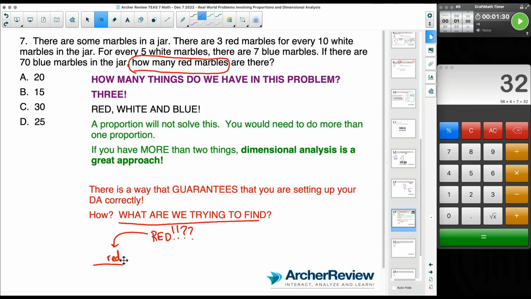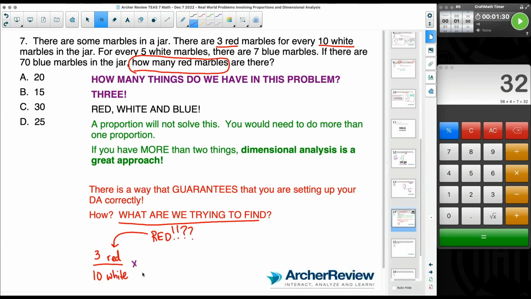Now let's go back and read. What's something that we know about red? It just so happens it's mentioned near the very beginning of the problem. There are 3 red for every 10 white. So I'm going to put the 3 for every 3 red. You have to do it in this order if you're going to follow this technique. 3 red for every 10 white.